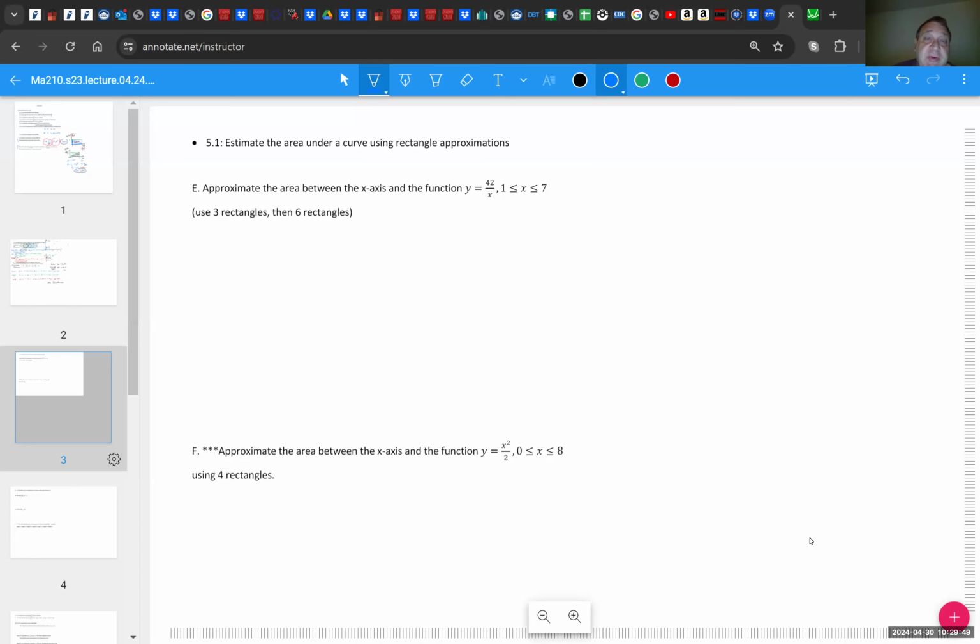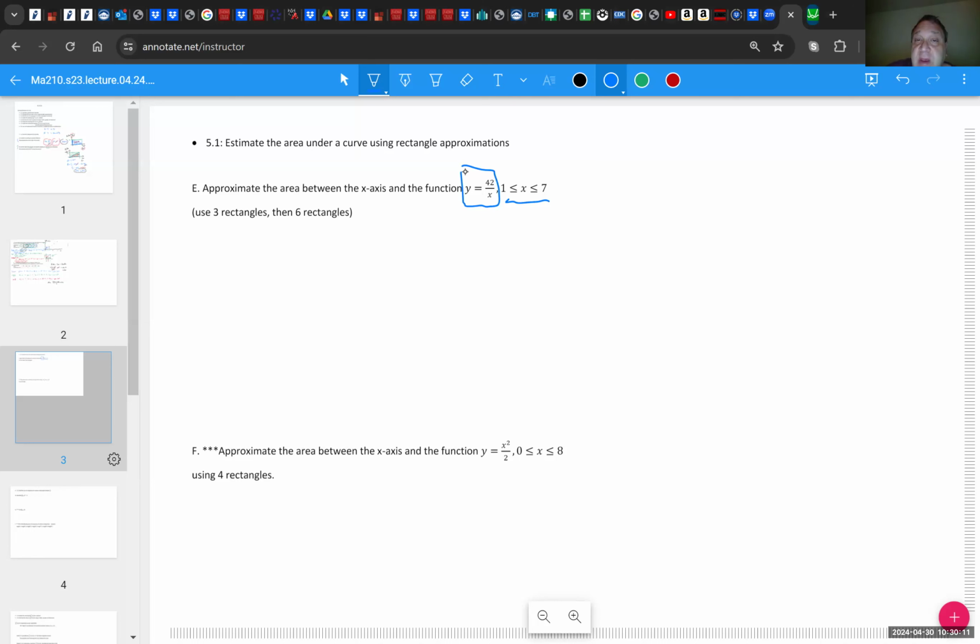All right, so let me show you how to estimate the area under a curve with a couple of examples. Our first example here, we are given a function y equals 42 over x, and we're asked to find or approximate the area between the x-axis and this function, and it does give a very specific domain, so between 1 and 7. Let's get an idea of visually what that looks like.